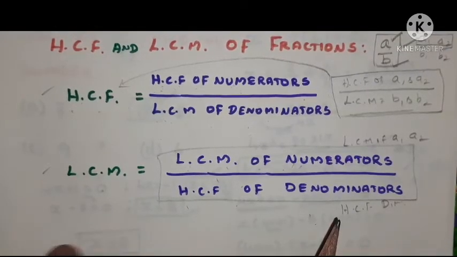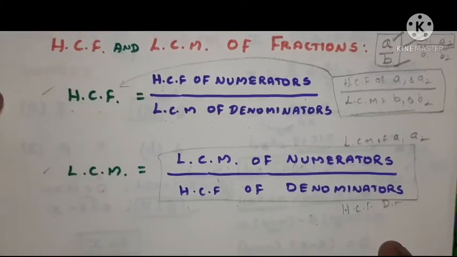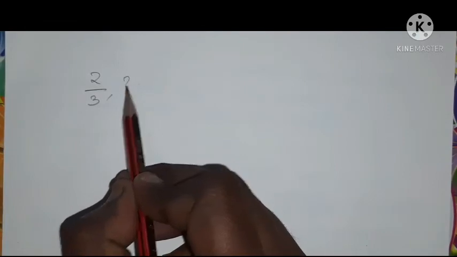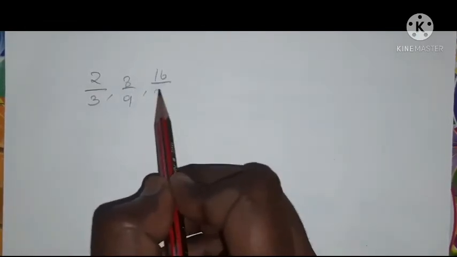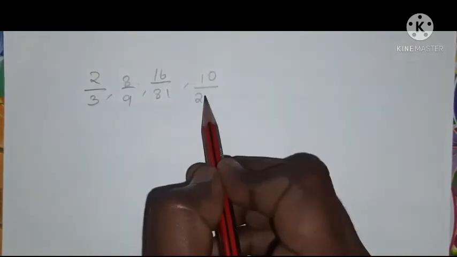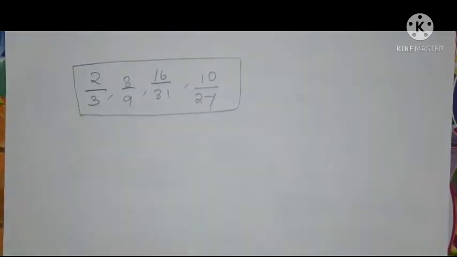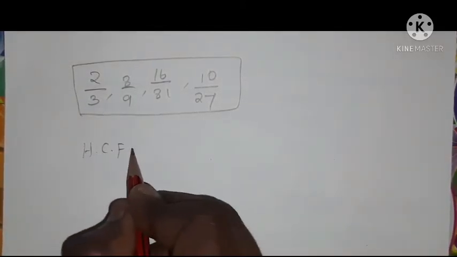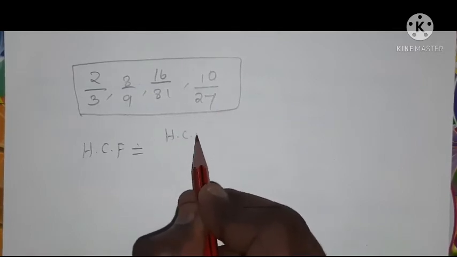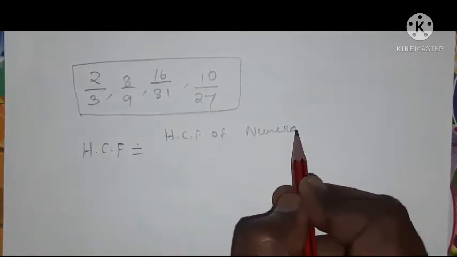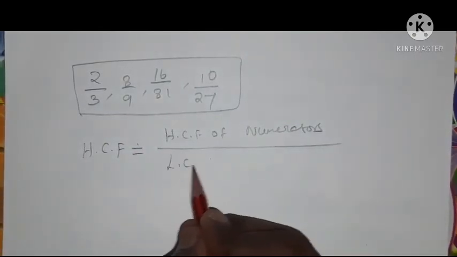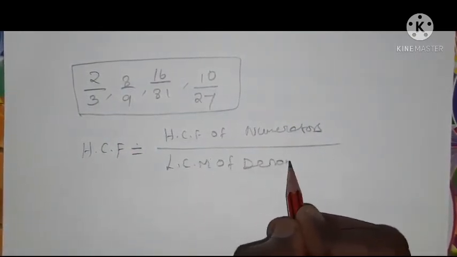We'll go for an example so that you can understand much more easily, right? Okay, for example, we'll take a few fractions: 2 by 3, 8 by 9, 16 by 81, 10 by 27. Let us take these fractions and find the highest common factor as well as the least common multiple. As we said, first the highest common factor. What is the relation? The HCF of the numerators divided by the LCM of the denominators.